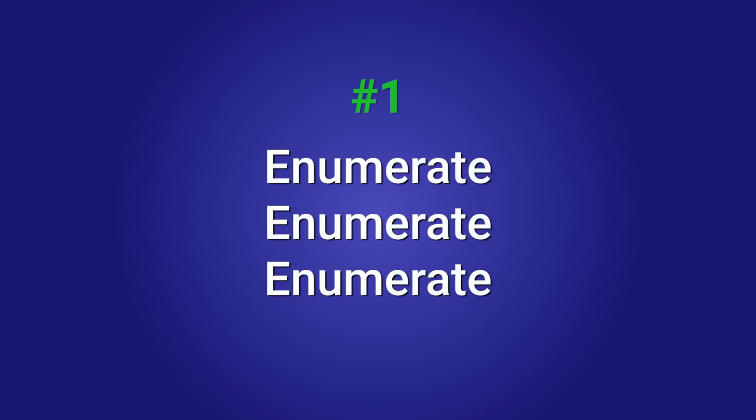Tip number 1, and maybe the most important, is enumerate, enumerate, enumerate. We hear this word often, but I don't think we really get what it means. To enumerate means to exhaustively number, to just go 1, 2, 3, 4, go through the entire list of all possible options and try them, test them.